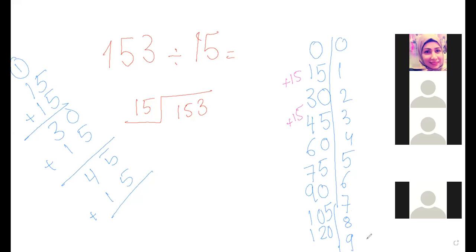Bravo, Mahdi. 135. Exactly. How do we check if our answer is correct or wrong? If the table is correct or wrong? Maybe we have mistakes in the addition. How do we check? We will do one more step. I'll continue adding. 135 plus 15.